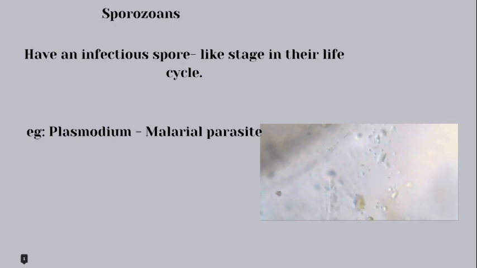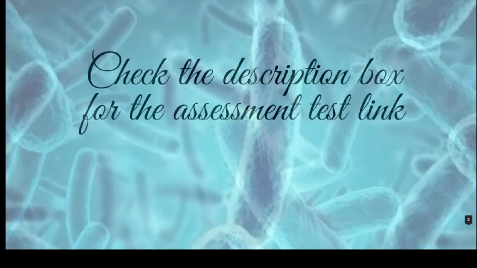Whereas sporozoans have an infectious spore-like stage in their life. Example, the malarial parasite.